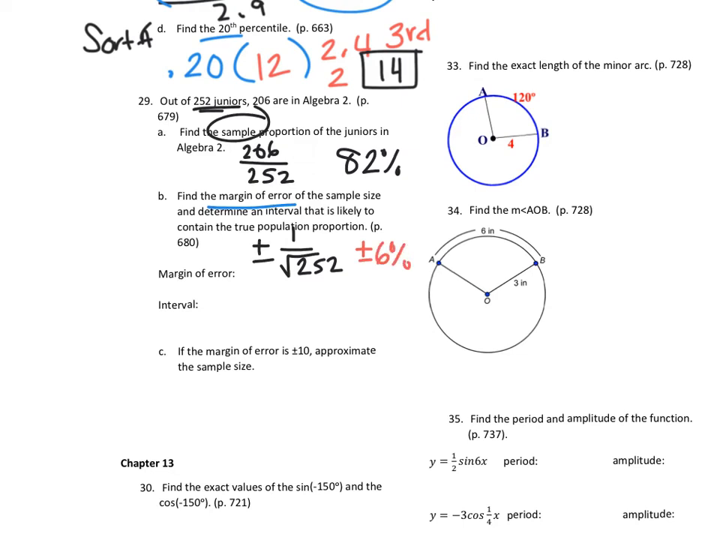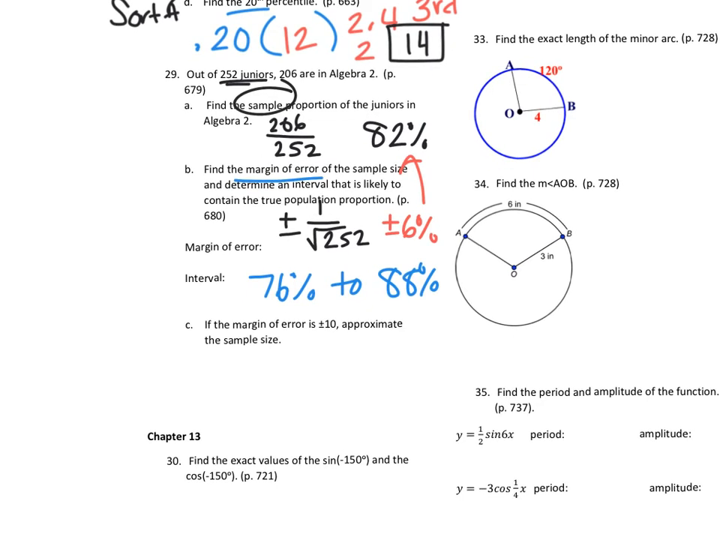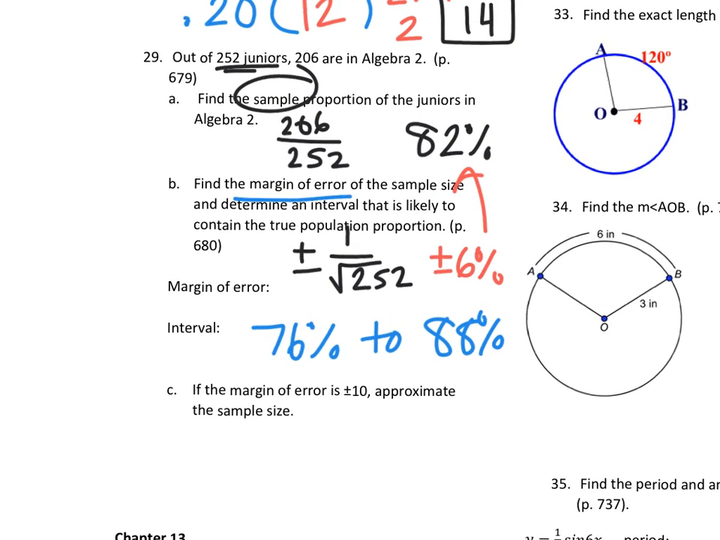Because we have this margin of error, we sampled and found 82%. We have a margin of error of plus or minus 6%. So we're going to get an interval, a likely interval that we think would represent the percent of juniors in Algebra 2. So I'm going to take 82% and subtract 6%. So it's going to be 76% to 88%. If we found out in this school that only 40% of the people were in Algebra 2, that would be very unlikely, because it's not in this likely interval of people that we sampled.